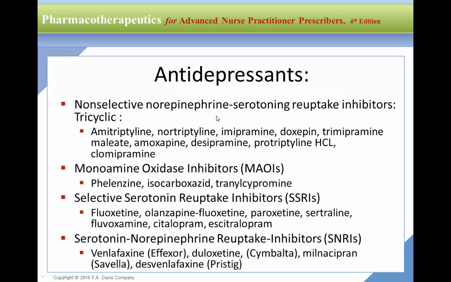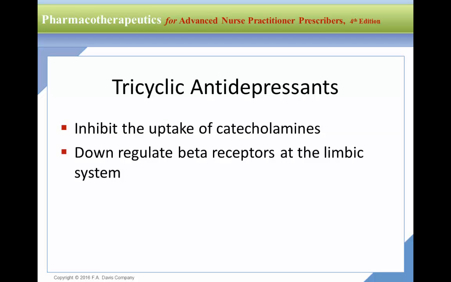If we go into monoamine oxidase, basically it will be norepinephrine and dopamine. Selective serotonin will be only serotonin. Serotonin norepinephrine would be both serotonin and norepinephrine. So basically what they all do is inhibit the reuptake of amines, which are the alpha or beta catecholamines at the level of the presynapse. In this case, again, norepinephrine, serotonin, or dopamine.